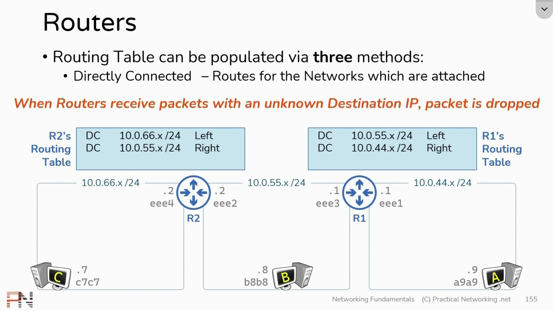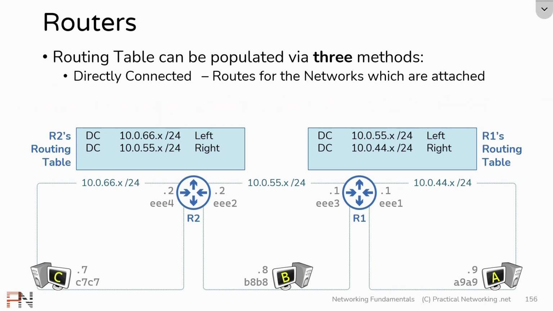When a router receives a packet with a destination IP address it doesn't know how to get to, the packet is going to be dropped. Remember, from the perspective of each router, the routing table is a map of every network that exists. And at this point in time, router 2 does not know that the 10.0.44 network exists. And since R2 is not directly attached to the 10.0.44 network, it's not going to have a directly connected route in order to get to the 10.0.44 network.